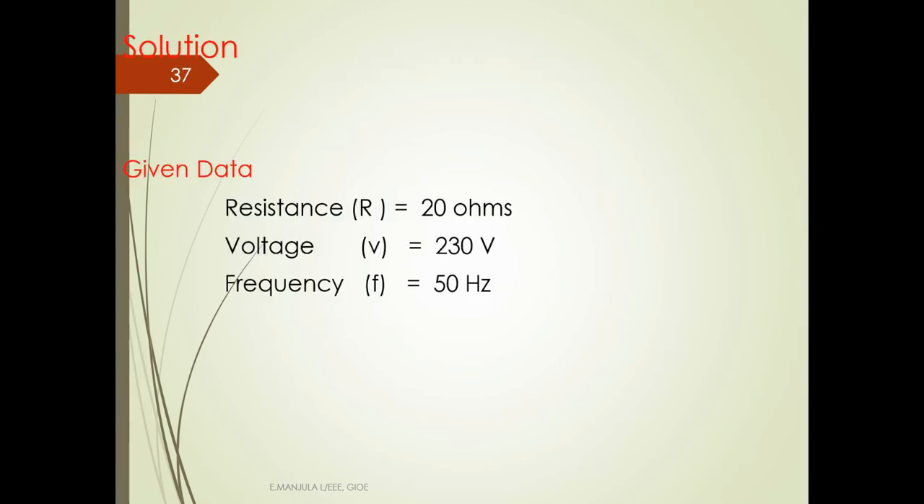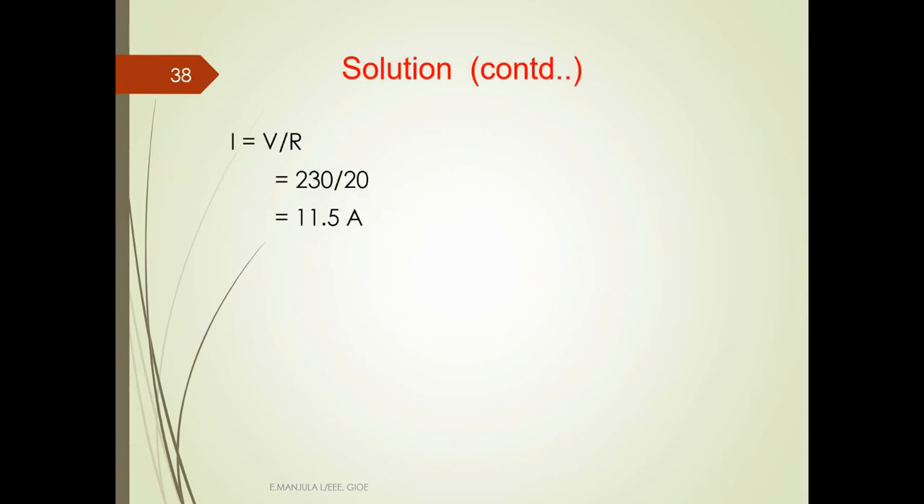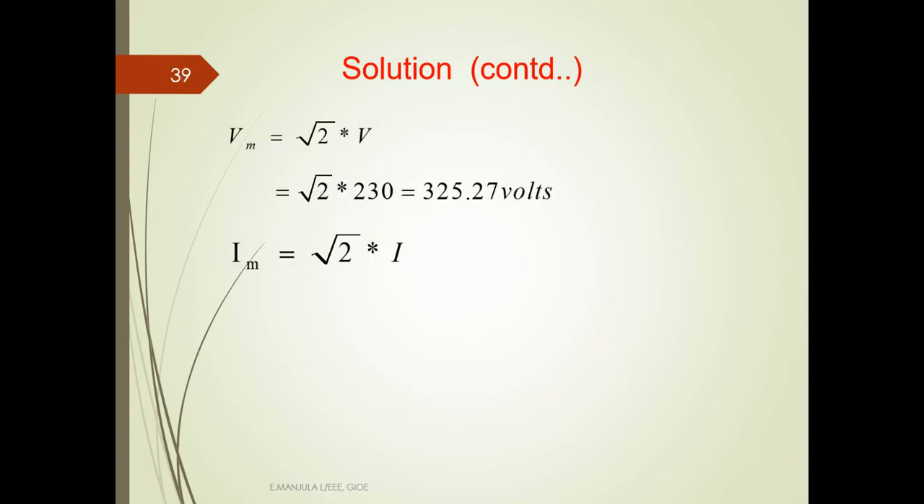So here the given values are R is equal to 20 ohms, V is equal to 230 volts, frequency is 50 hertz. We know that I is equal to V by R, so 230 by 20, which is equal to 11.5 amps. And P is equal to V into I, V is 230 and I is 11.5, so it is 2645 watts.